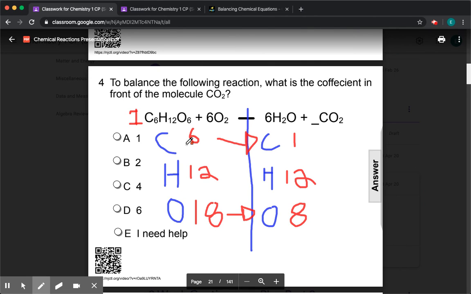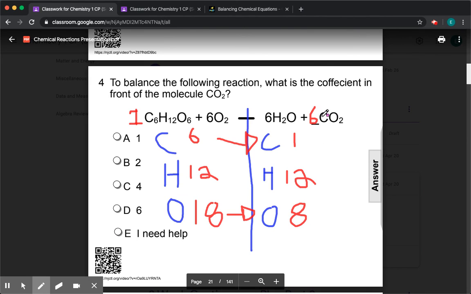Now we only have one chemical to edit, one number to change. So with a problem like this, you can get away with just looking at one of the elements. What do I mean by that? Each CO2 molecule is going to give me how many carbons? Each CO2 is only going to give me 1 carbon. I need 6 of them. So what number should be here? 6.